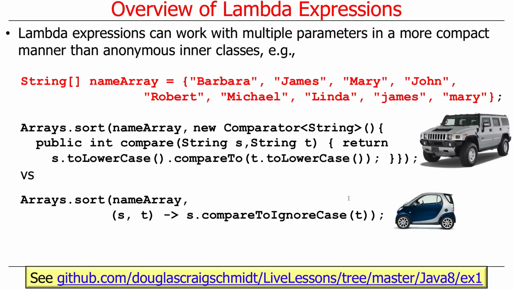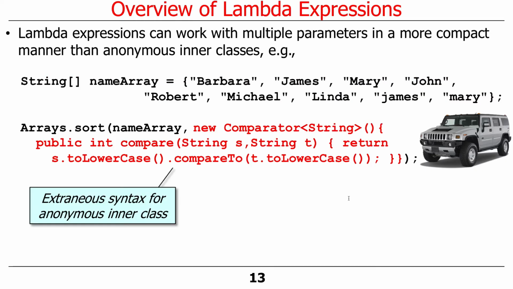So the image here is this is the big Humvee. It's very big. This is a much smaller, more compact solution. So let's take a look at this solution. This is an anonymous inner class Comparator that compares two strings to see whether they're equal, less than, or greater than. And so what we have to do in this case is we say new Comparator<String>, and we go ahead and have the compare method, which takes String s and String t, and then it returns s lowercased, compared to t lowercased. So I think you'll agree with me that if someone gave you this code to maintain, you'd be like, what the heck is that? You'd spend a lot of time parsing through that code visually, trying to figure out what it does.